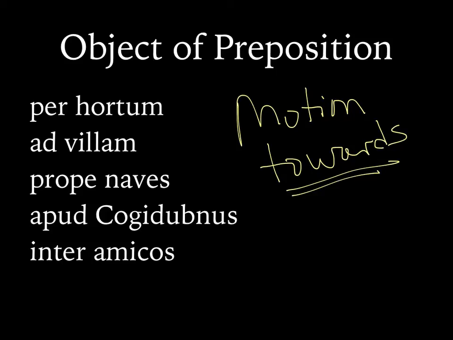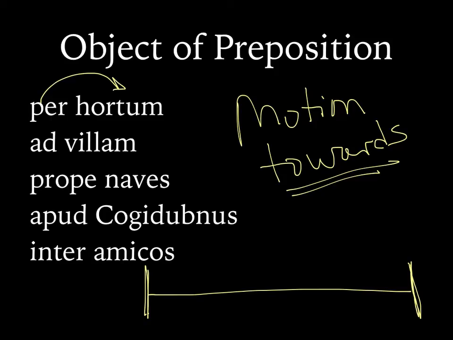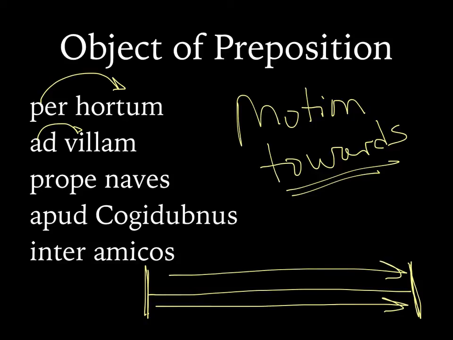I like to think of accusative prepositions as taking up extent of something, whether it's distance or time. But I know that's a little abstract. But if you go through the garden, you can imagine traveling through it. If you're going towards the house, you're traveling towards it. If you're standing near the ships, that doesn't work quite as well.